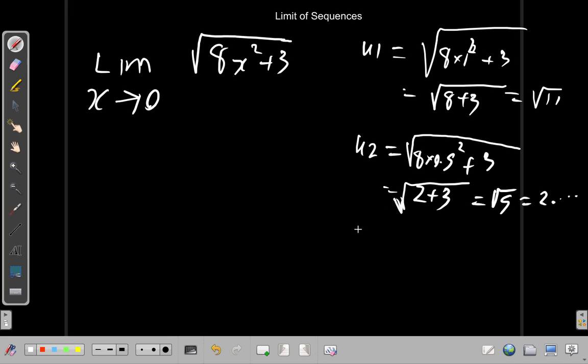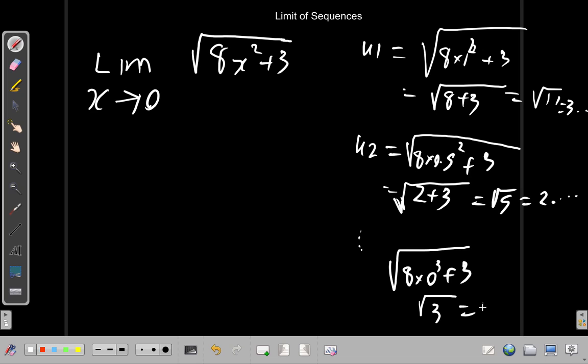Now, it seems as if the answer is getting smaller. This was 3 point something, this 2 point something. As x tends towards 0, what you will have is 8 times 0 squared plus 3, because the x squared term is getting smaller and smaller. 0 squared is 0, 0 times 8 is 0. So it's the square root of 3.